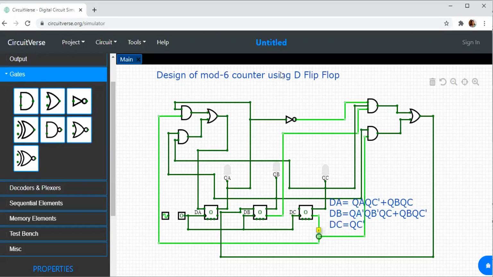So now this is all regarding the connections for mod 6 counter using D flip-flop. It is simple. Just formulate the equations, obtain the Boolean expressions from the K-map and do the logical connections. Let me check whether it is working.